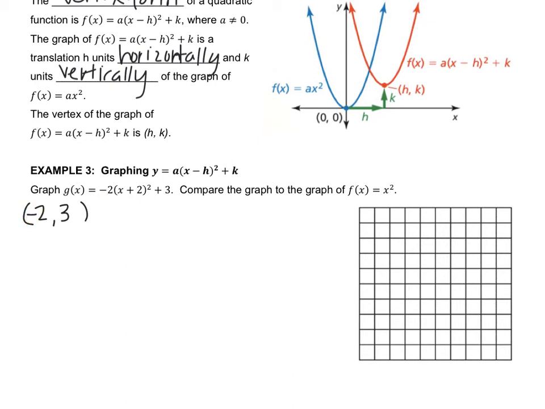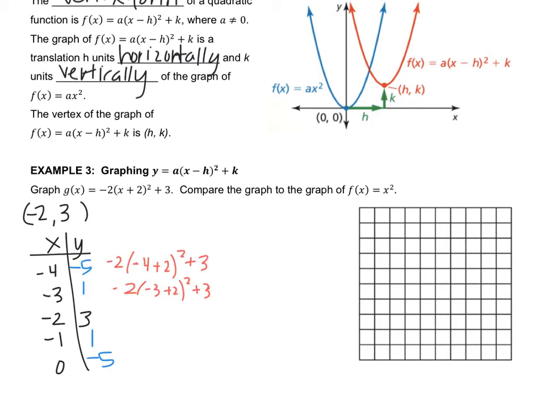So now I'm going to make my table. And I'm going to put (-2, 3) right in the middle. And I go 2 up and 2 down. And I would like to see how good you are with your order of operations. Please pause the video and fill in the chart on your own.